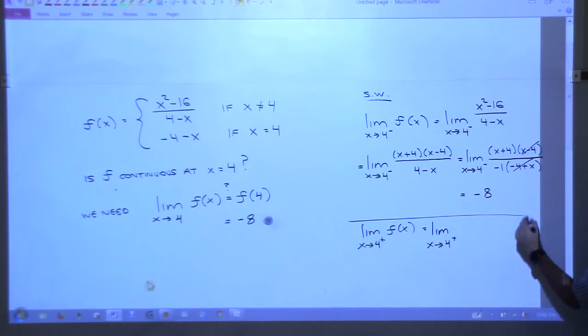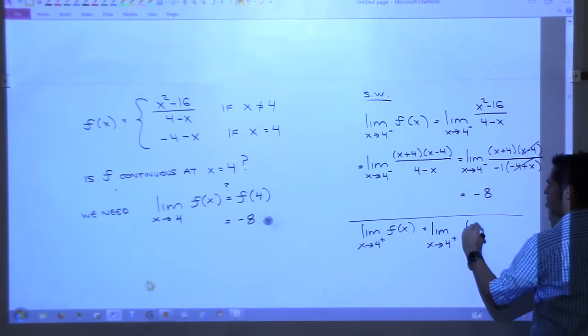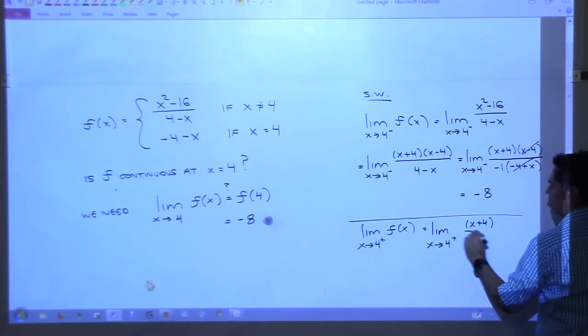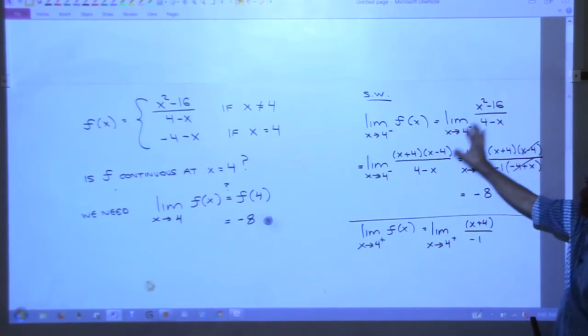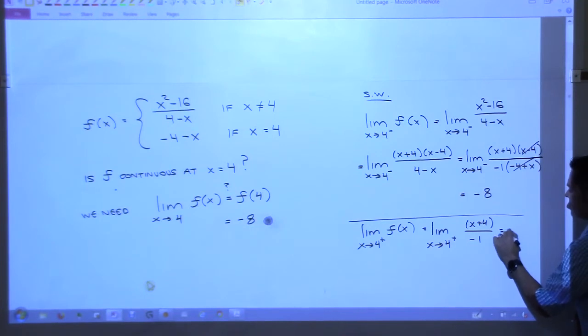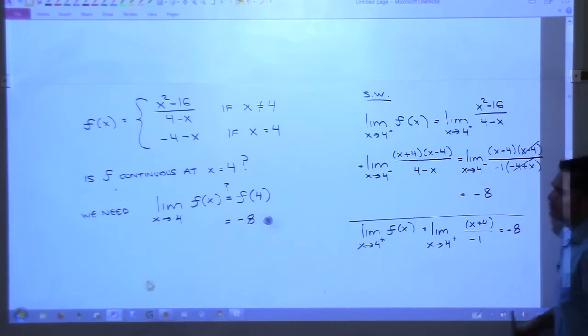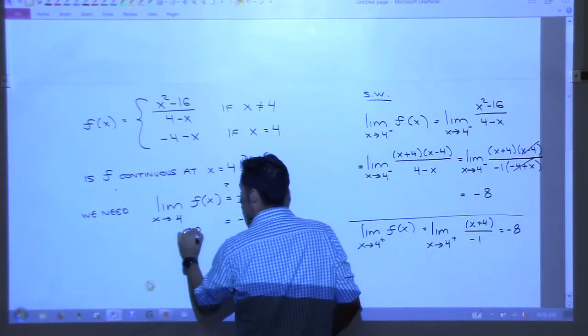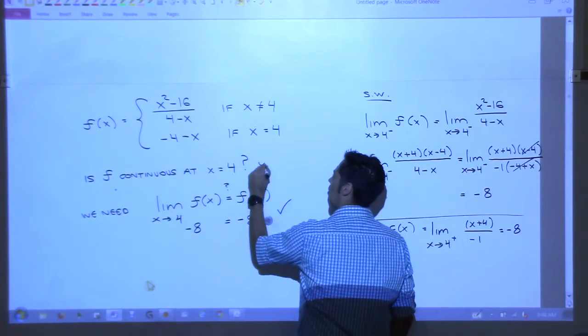So why don't I go ahead and just take this right to where I know it's going. This is going to x plus 4 over negative 1 again, because I would do the same exact algebra, right? And then I'd still get what? Negative 8. And therefore, this limit is negative 8. And therefore, it is continuous.